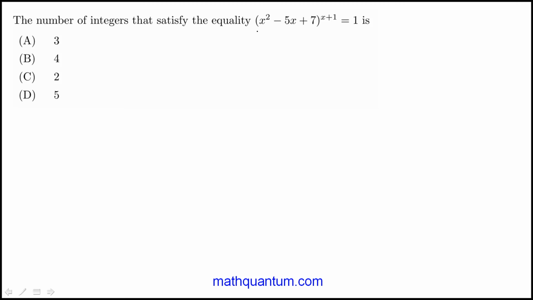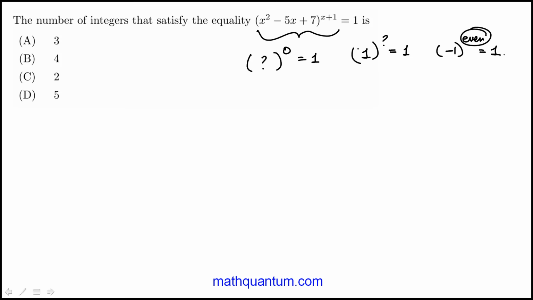So there are three conditions you have to look for to satisfy this condition. The first one is any number to the power of 0 is 1. The next one is 1 to the power of anything, that would also be 1. And the one that almost everyone forgets is minus 1 to some even integer would also be 1. So you have to consider all three cases.